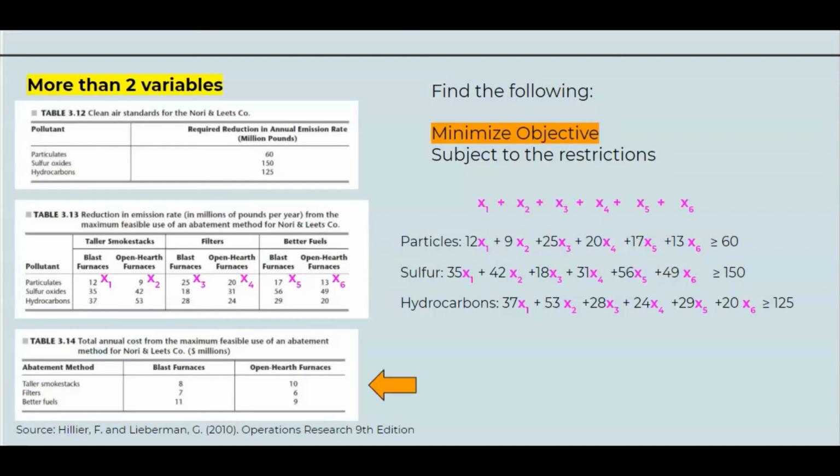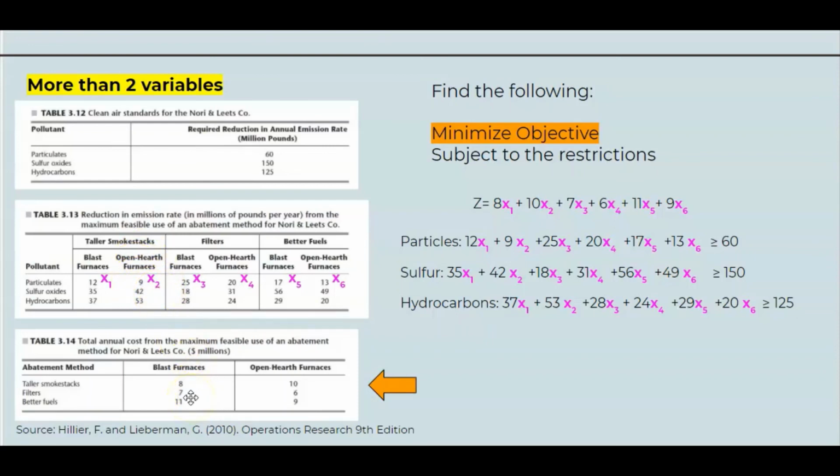Since I have x1, x2, x3, x4, x5, x6 as my decision variables, again, I need to match that for my final equation. The only table we haven't used is this last table right here, and we can use this to represent our coefficients. If I use, for example, the 8 right here, which is the blast furnace, that's going to be our x1. Then for the open hearth, for the taller smokestack, it's going to be 10, which matches this right here. So that's going to be 10 for x2.